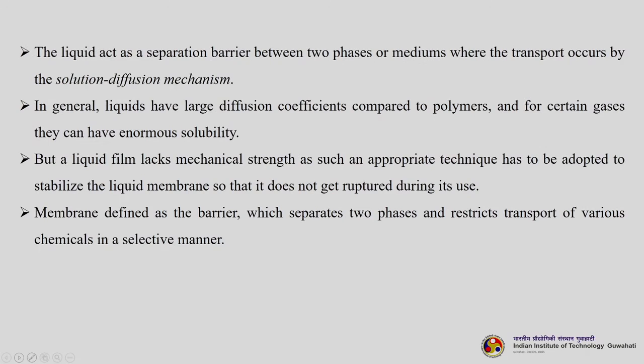So, this is how you can prepare a liquid membrane in the simplest way. Now, the liquid is a separation barrier between two phases or media where the transport occurs by the solution diffusion mechanism. In general, liquids have large diffusion coefficients compared to polymers, and for certain gases they can have enormous solubility. But a liquid film lacks mechanical strength. This is one of the most important disadvantages of liquid membranes. As such, an appropriate technique has to be adopted to stabilize the liquid membrane so that it does not get ruptured during its use. A membrane is defined as a barrier which separates two phases and restricts transport of various chemicals in a selective manner.